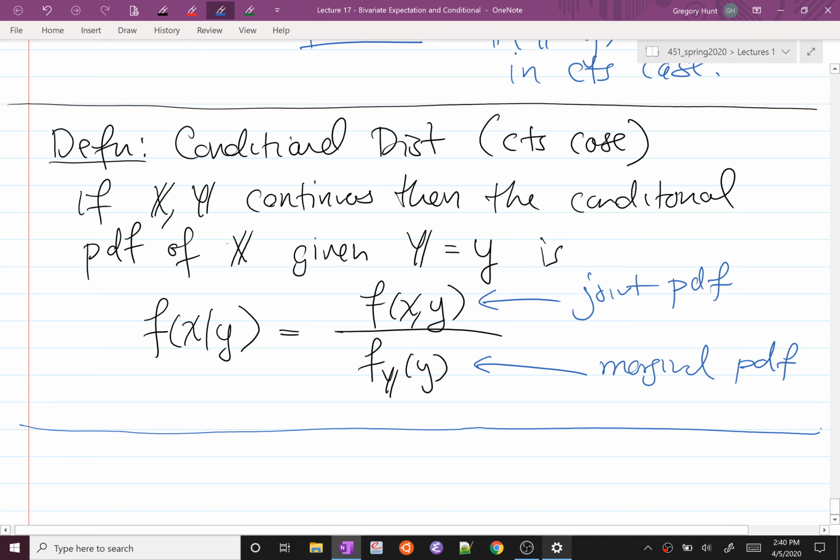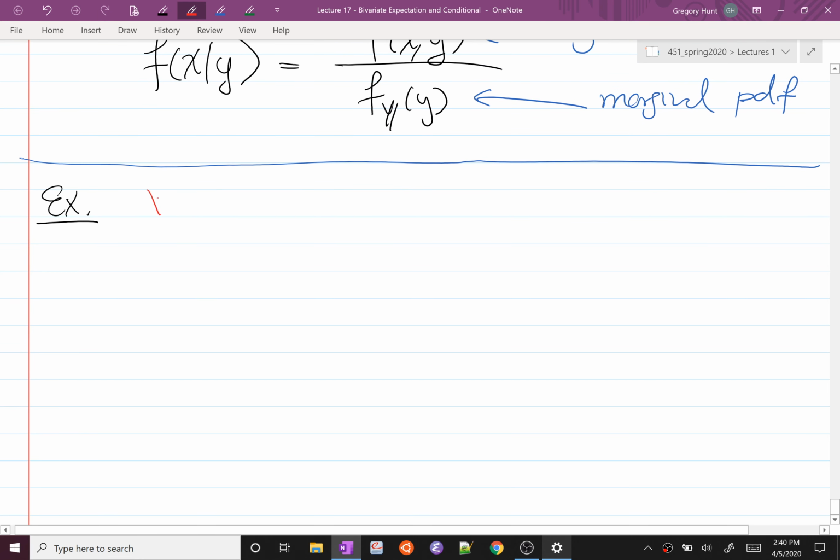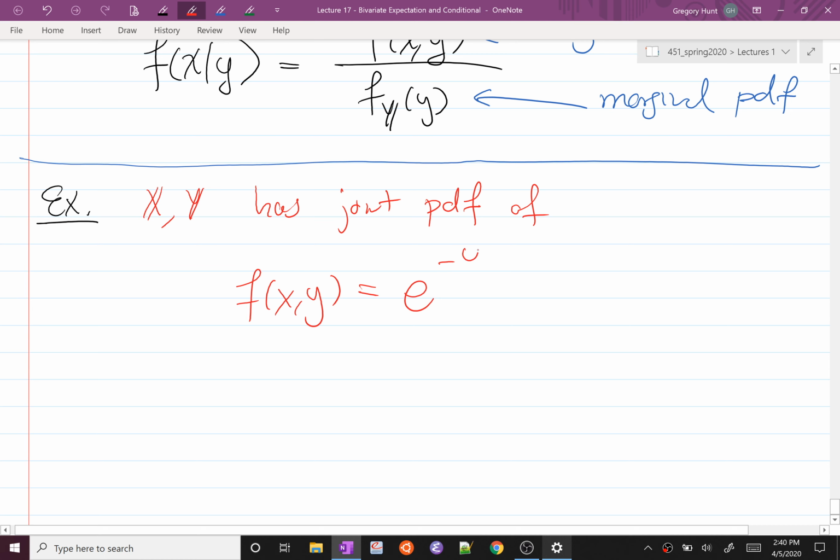Okay, so to close, let's just real quick look at one example. So here's our example. And the example is this. So x comma y has joint PDF f of x comma y equal to e to the negative y, and this is true for 0 less than x less than y.